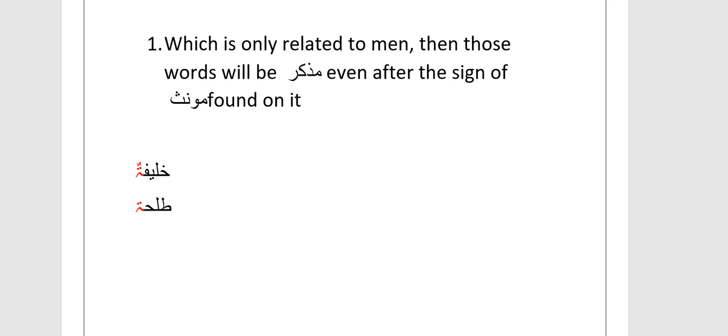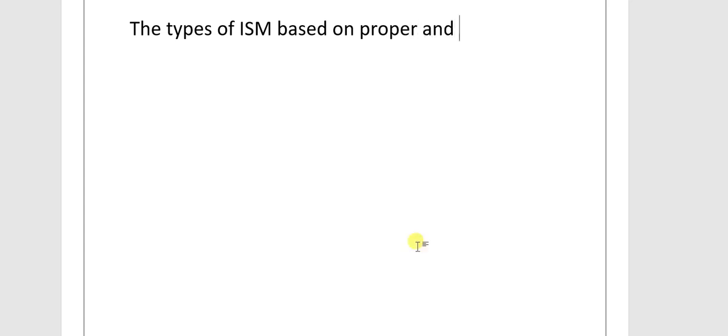Now we are going to learn about the other types of ism. Now we are going to learn about the types of ism based on proper and common. There are two types of ism based on proper and common. One is ma'arifatun. Another one is nakiratun. So the ism has been divided into two parts based on proper and common: marifa and nakira.